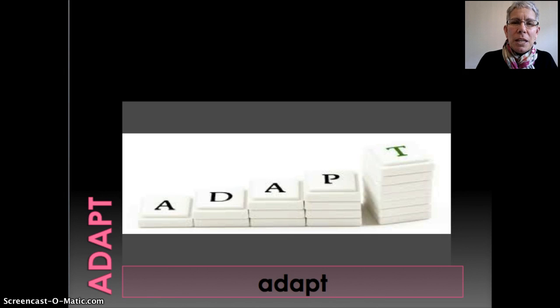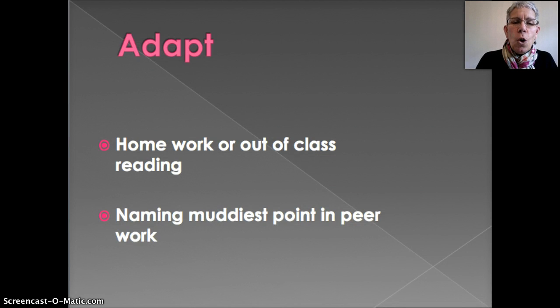The muddiest point can be adapted. Homework or out-of-class reading can be the best way to do a muddiest point for your class. Or you could have students read each other's drafts of homework assignments and name a muddiest point.